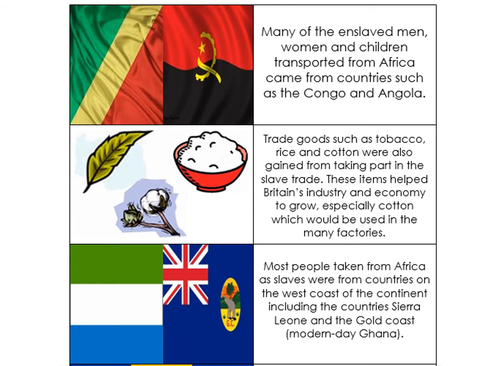Many enslaved men, women and children were transported from Africa, and they came from countries such as the Congo and Angola. Trade goods such as tobacco, rice and cotton were also gained from taking part in the slave trade. These items helped Britain's industry and economy to grow, especially the cotton, because it could be used in a lot of factories in places like Liverpool. Most people who were taken from Africa as slaves were from countries on the west coast of the continent, which included Sierra Leone and the Gold Coast, which would be roughly modern day Ghana.